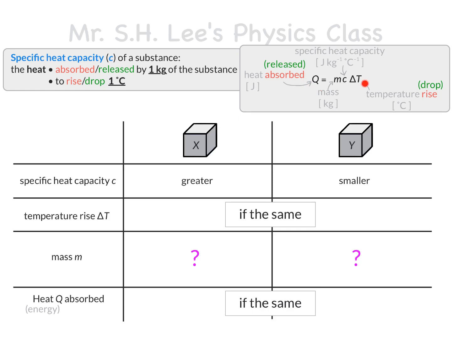Then mathematics may be a more systematic tool. So again, Q equals mc delta T. To compare their masses, let's first make mass m the subject of this expression. Then we have this. For the same heat Q absorbed resulting in the same temperature rise delta T, the body with a greater specific heat capacity c must have a smaller mass m. So, having a greater specific heat capacity, body X must have a smaller mass than Y.